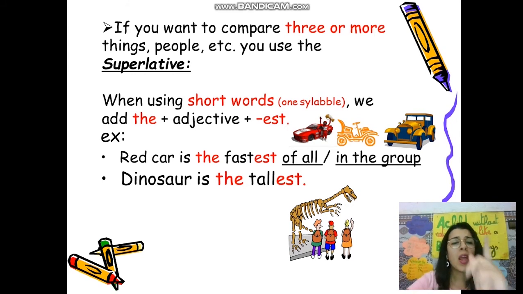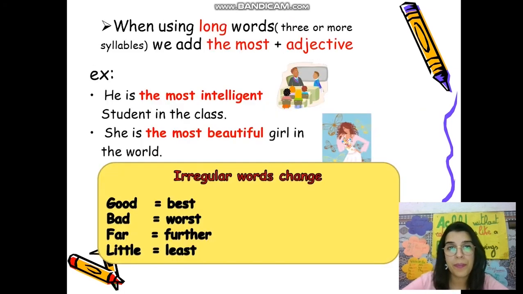When using short words, one syllable, we add the plus the adjective plus est. For example, the red car is the fastest of all. As you can see here, this is the short word, and we're going to see the long word. So the red car is the fastest of all, or in the group. The dinosaur is the tallest.